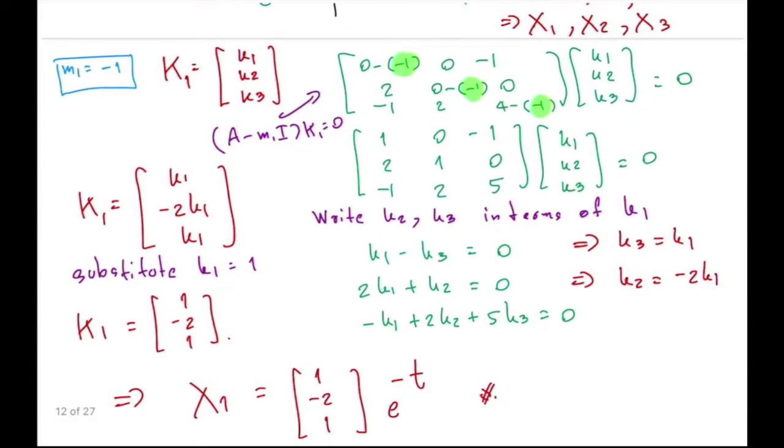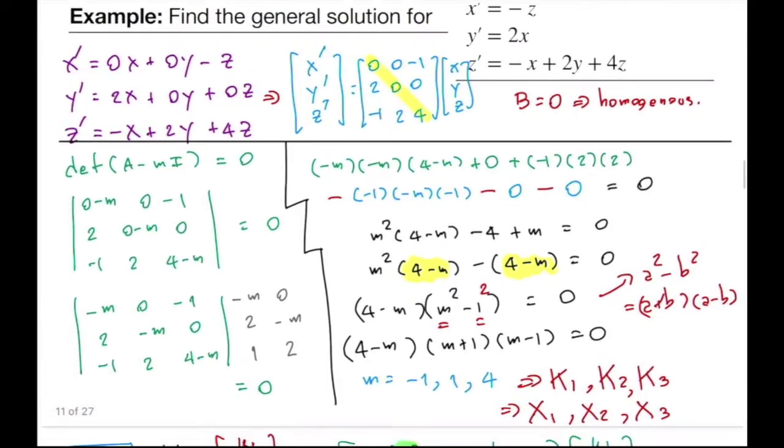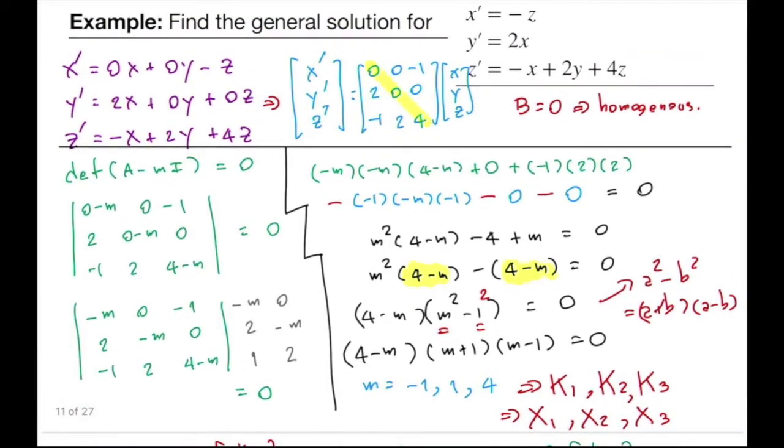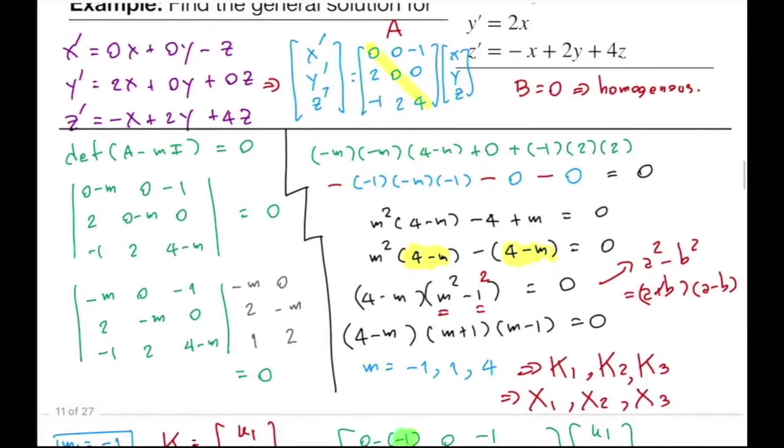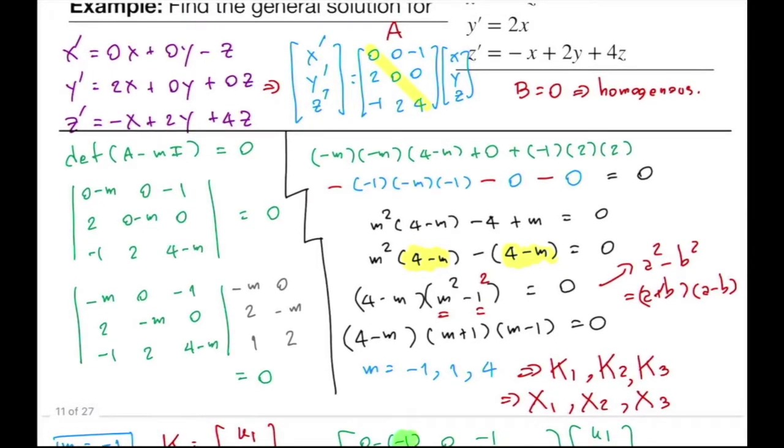It's going to be very long because it's three-dimensional, but the method is the same. You first convert it into the matrix form. You get the matrix A here. After that, you find M by using the characteristic equation. So you get three M's, M1, M2, and M3: minus 1, 1, and 4.